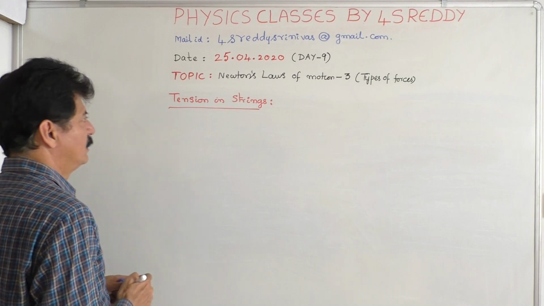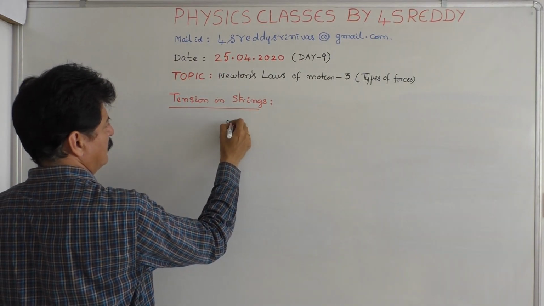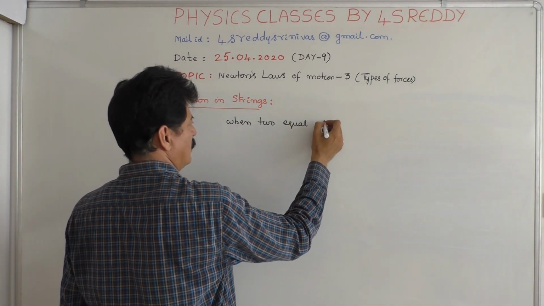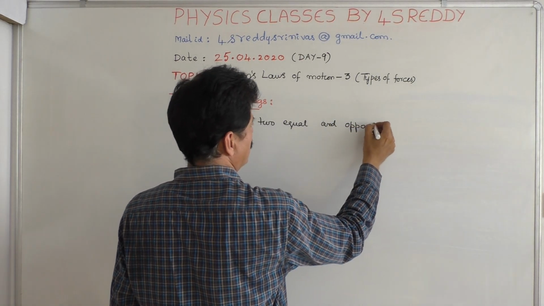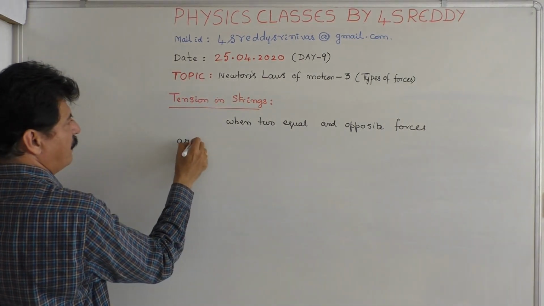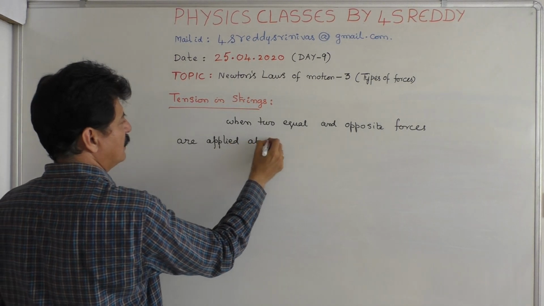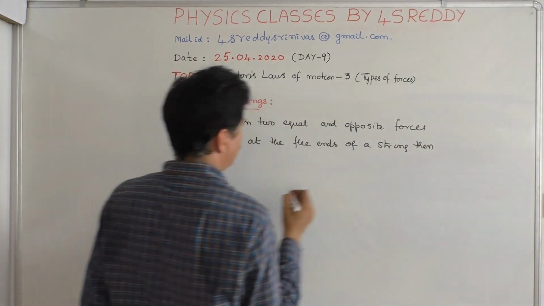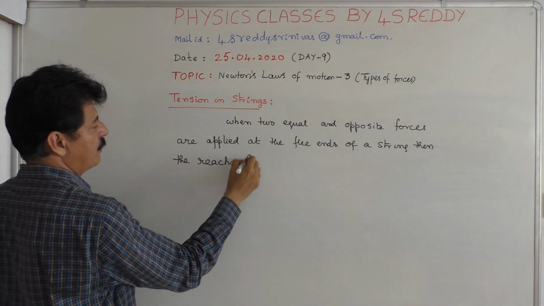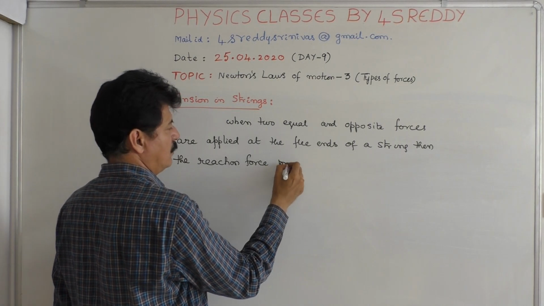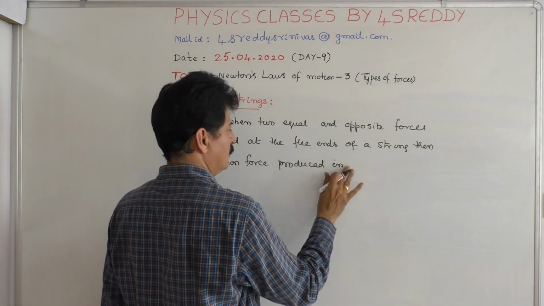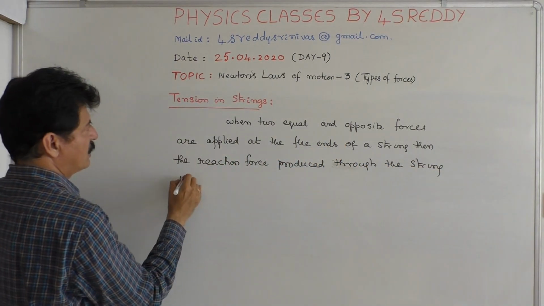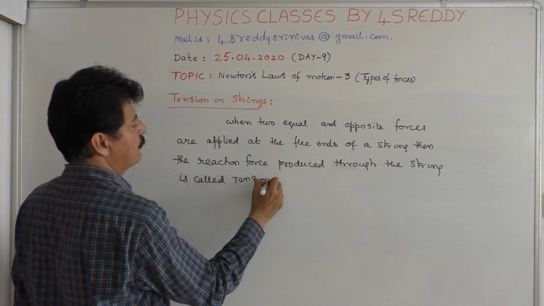That is, when two equal and opposite forces are applied at the free ends of a string, then the reaction force developed through the string is called tension in string.